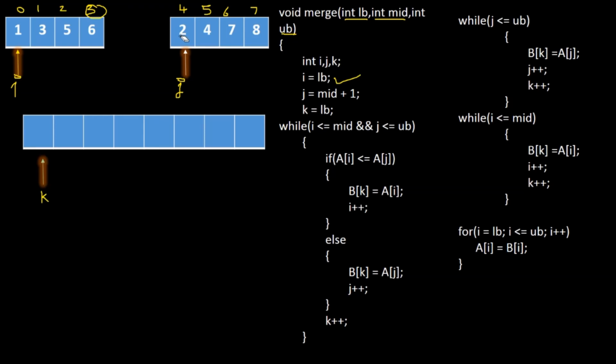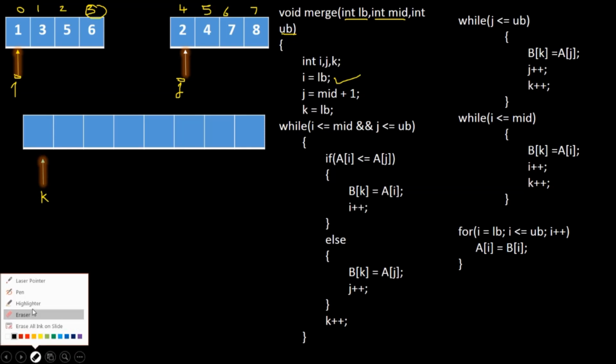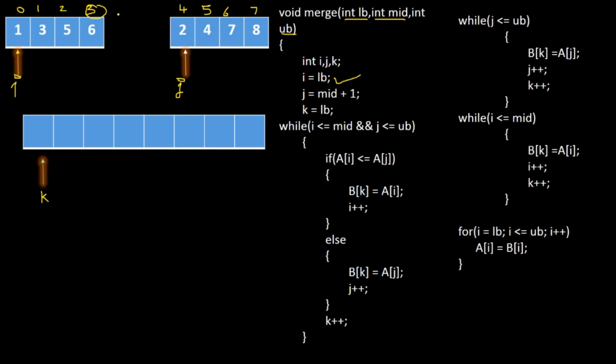So what is the index number of this element 2? The index number of this element 2 is 4. So what do we require here? We require to go to the next element after the mid element, right? So mid plus 1 is the next index number. 3 plus 1 is 4, right? So hence j is equal to mid plus 1. And what is k? k is nothing but your index number 0.